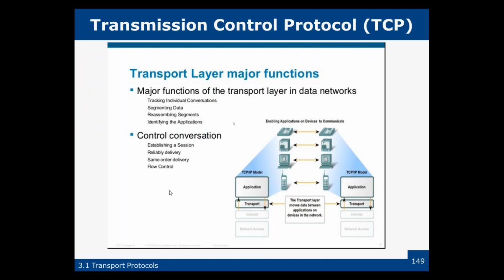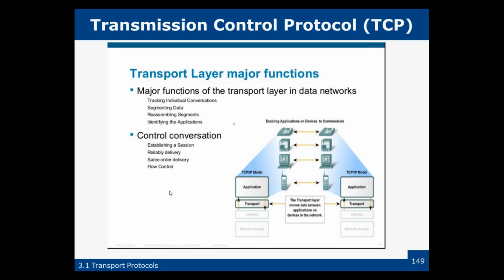So the first thing I want to do is let's go back and look at what the transport layer does, its major functions. The major functions of the transport layer in data networks: tracking individual conversations, segmenting data, reassembling segments. And I'll show a Wireshark here in a few minutes, and there are so many things going on, I'll have to point out which ones go together. So many things going on this machine because I've got more running on it than it really can support, but it seems to be doing okay. Reassemble the segments to put them together.